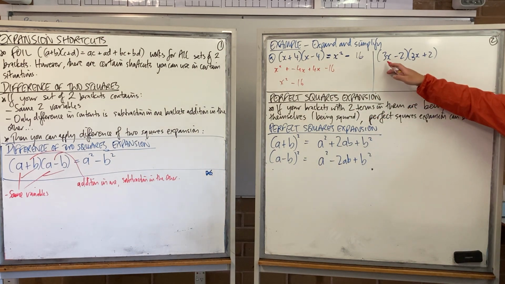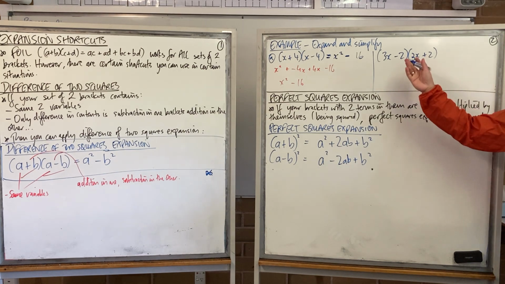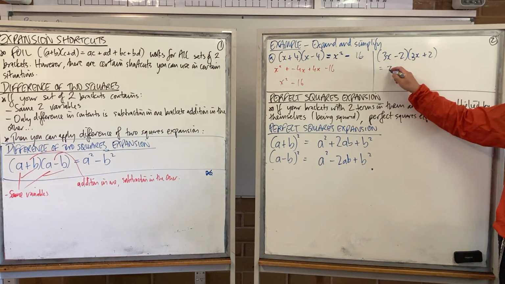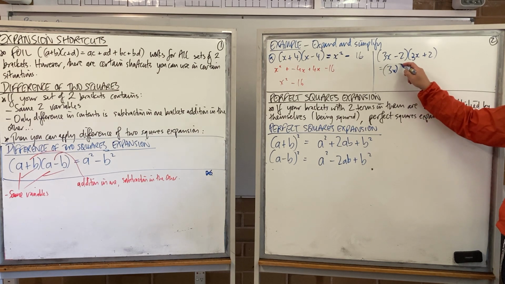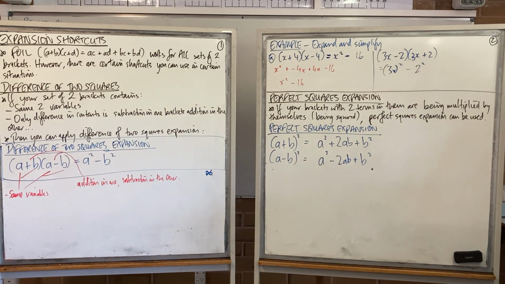Okay? What are your A and B here? What is A? What is B? 2. Are you subtracting in one, adding in the other? Good. So apply the shortcut, but it's slightly more complicated. Okay? You are squaring all of 3x, and then you're taking away 2 squared. Let me show you your working just so you don't mess anything up.